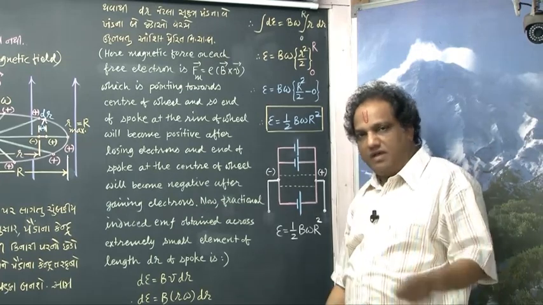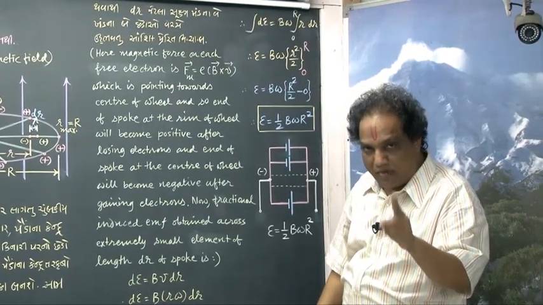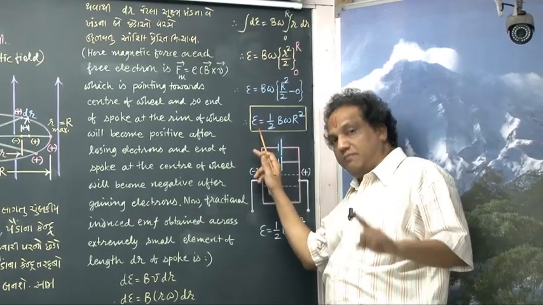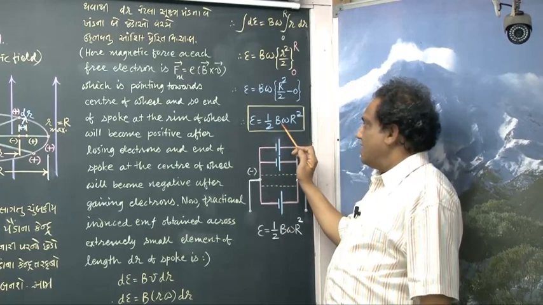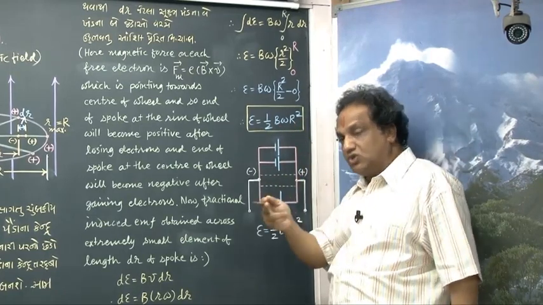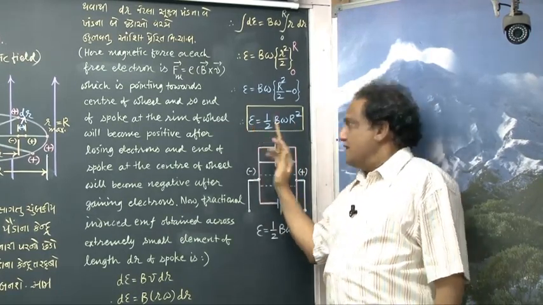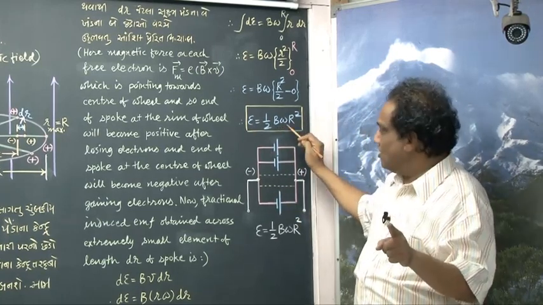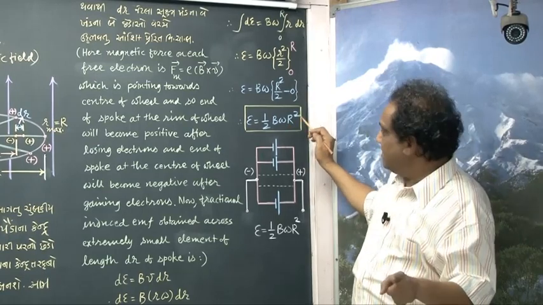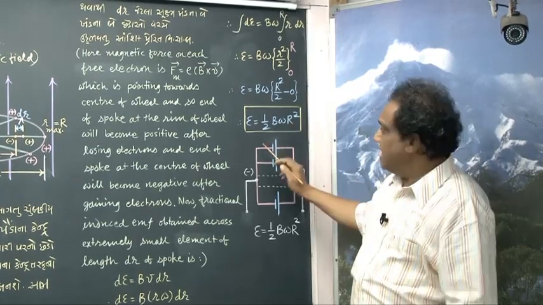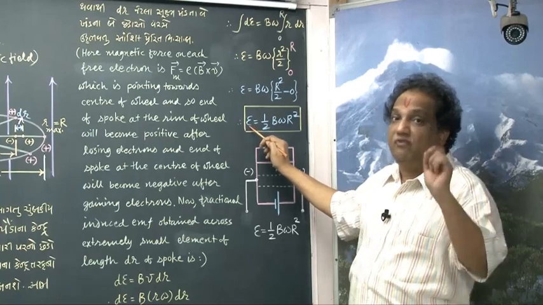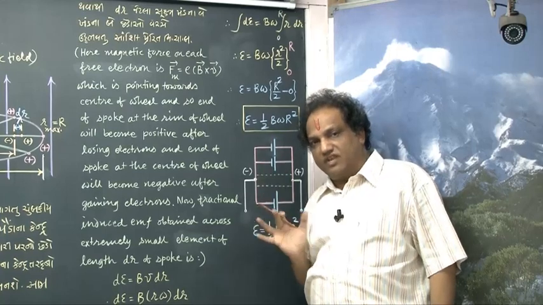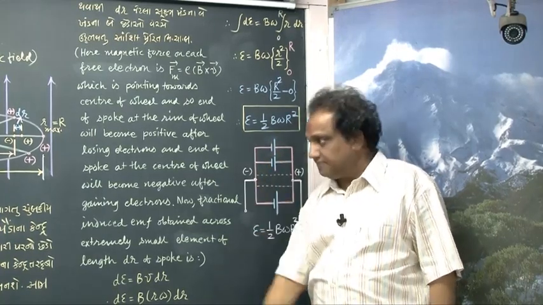What is the final formula? Capital E equals 1 by 2 B omega R square. My dears, please remember this formula. Sometimes they may give you the values of all these and ask you to find the value of E. In that case, you should put the magnetic field only in Tesla, the angular speed only in radian per second, and the radius only in meter, and then only you will get the value of capital E in volt.